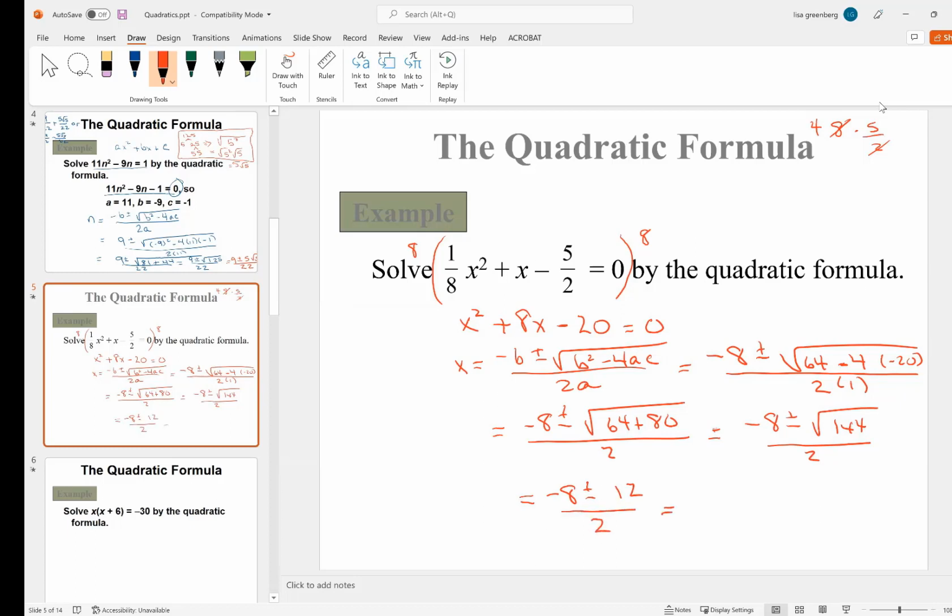So now I can say, okay, that means I have two solutions. I have negative 8 plus 12 over 2, which is going to equal 4 over 2, which is 2. Or I have negative 8 minus 12 over 2, which is negative 20 over 2, which is equal to negative 10. So if I want to know what my solutions are here, x is equal to 2 and negative 10.